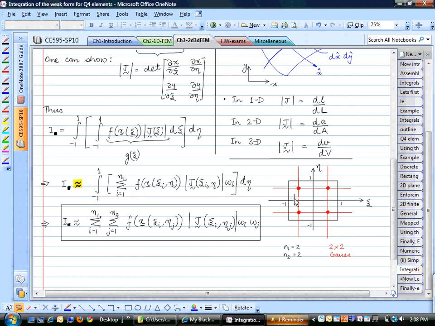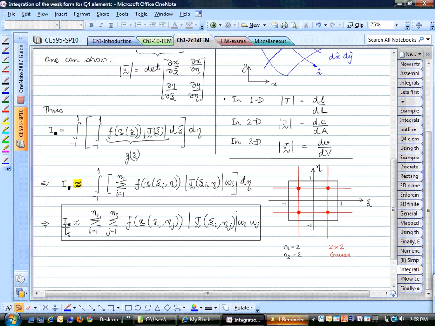What we are saying is we'll use a 2-point Gauss quadrature in xi, so that's right here and right here, plus and minus 1 upon square root 3, and a 2-point Gauss quadrature in the eta direction, that is plus and minus 1 upon square root 3. So that gives us 4 points. What that means is you calculate the value of this function at all these 4 points, multiply it with the weights, and you will have an approximate value of your integral.